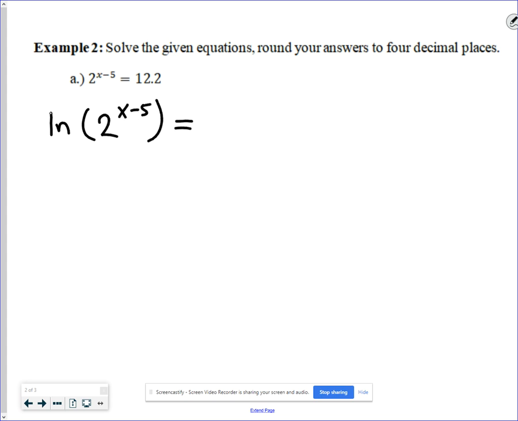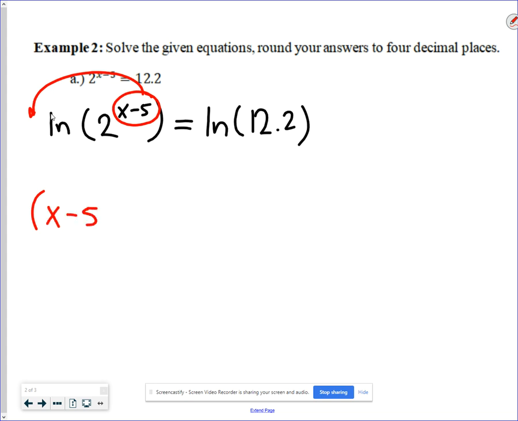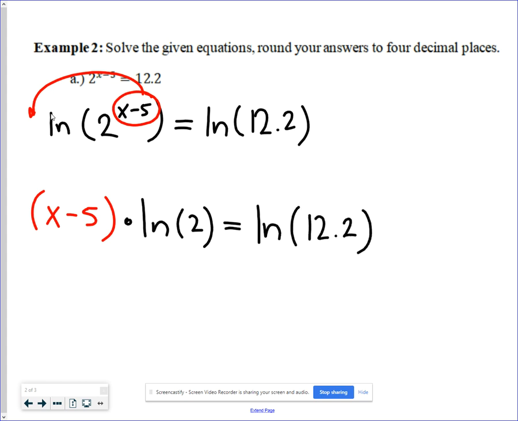We have the natural log of the quantity 2 to the x minus 5 is equal to the natural log of 12.2. So now I can move my exponent to the front of my logarithm. But because my exponent is 2 terms, when I move it to the front, make sure you put it in parentheses. So it's going to be the quantity x minus 5 times the natural log of 2 is equal to the natural log of 12.2. This one I'm actually going to show you 2 different ways you could solve it. I don't really care which method you use.